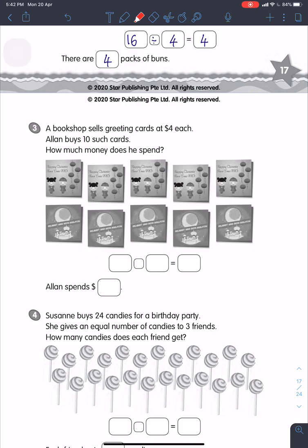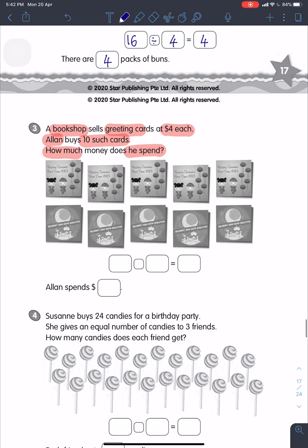Question 3. A bookshop sells greeting cards at $4 each. Alan buys 10 such cards. How much money does he spend? Okay, so let's take a look. Bookshop sells greeting cards at $4 each, so we know what is E, what is each. Alan buys 10 of such cards. That means there are 10 sets of the $4. So this actually talks about the group. And how much money does he spend altogether? So we are talking about the total.